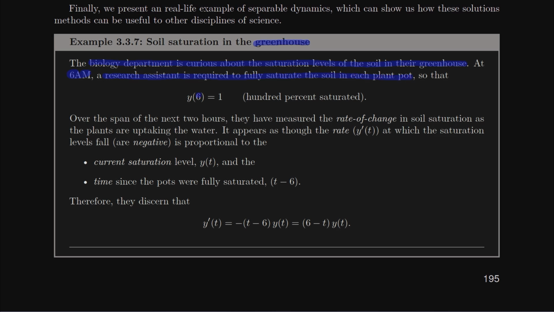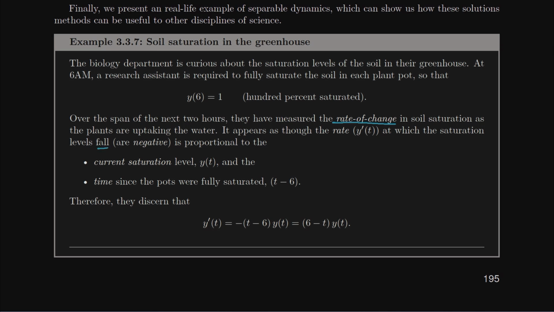So what do we know? We know that the initial value of the saturation, right, if y describes saturation, then at 6 a.m., so 6 is my input, I have a saturation level of 100%. Over the span of the next 2 hours, they've gone ahead and measured the rate of change in soil saturation, and it looks like the rate of change is going to fall.